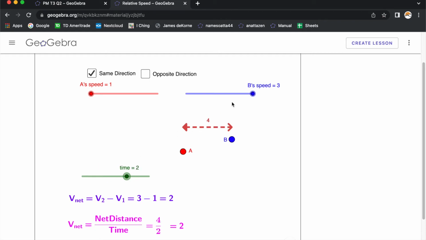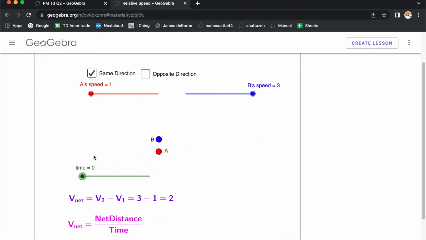At time 2, how do we get 4? It is 4 because 3 times 2 is 6, and then 1 times 2 is 2. So we have 6 and 2, therefore the distance between them is actually 4. The time is 2, so 4 divided by 2 will give us still 2. And lastly, at time 3, how do we get 6? Because 3 times 3 is 9, minus 1 times 3, which is 3. Therefore it is 6, and 6 divided by 3 will give us 2. So that is the case in which they are both traveling in the same direction.